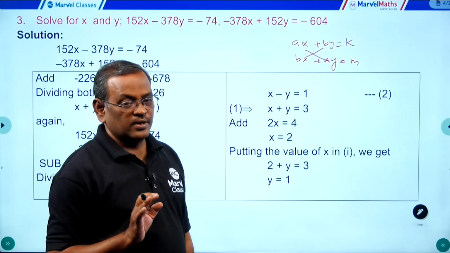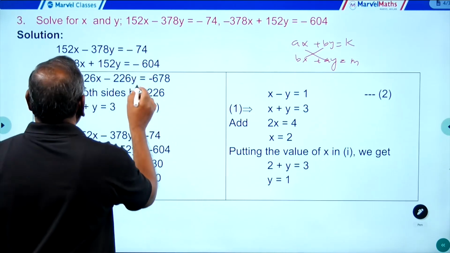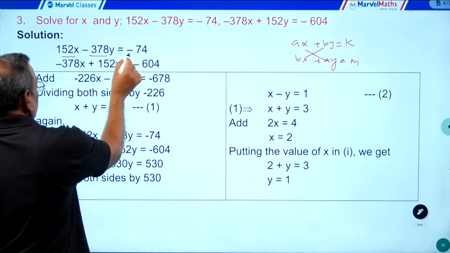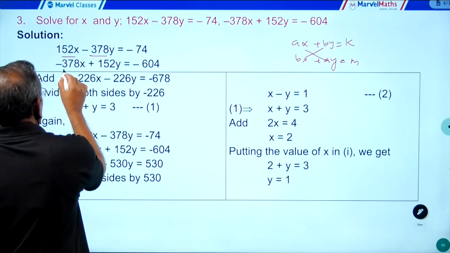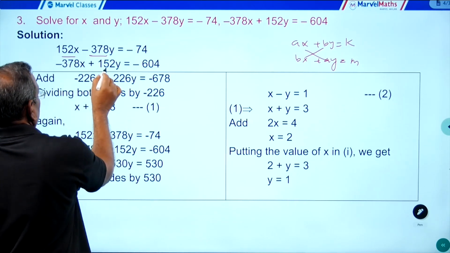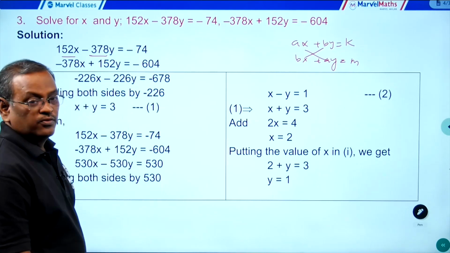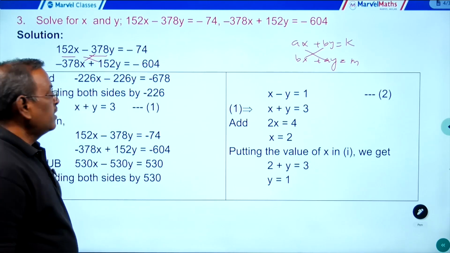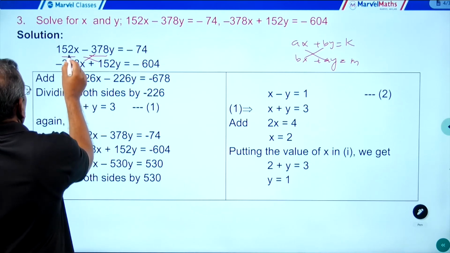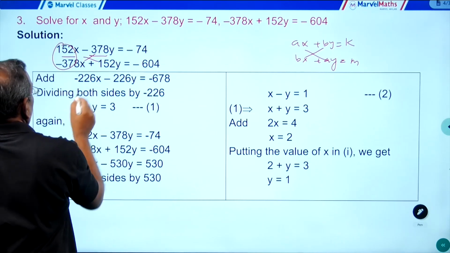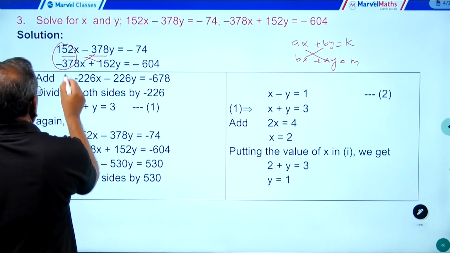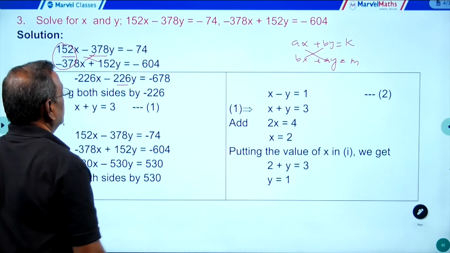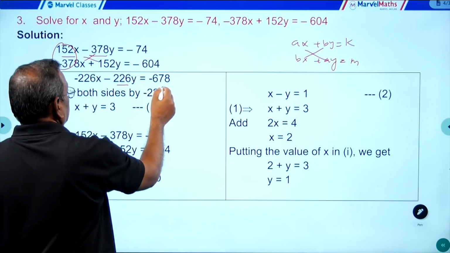Simple working rule. Okay, so the given equations are 152x minus 378y equal to minus 74, and minus 378x plus 152y equal to minus 604. So these two coefficients are interchanged, correct? Now add. If you add these two numbers, minus 226, and if I add the coefficients of y, minus 226, equal to minus 678.